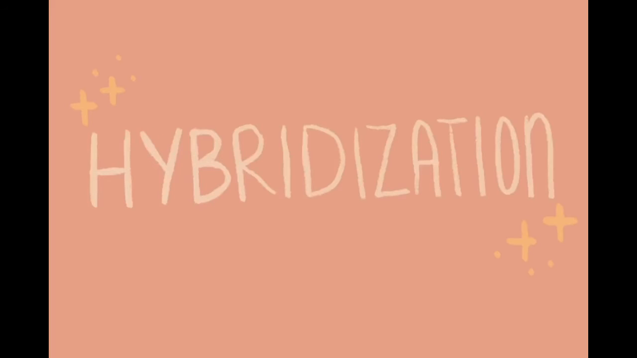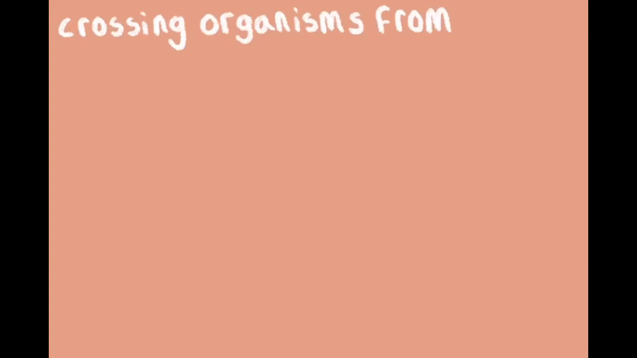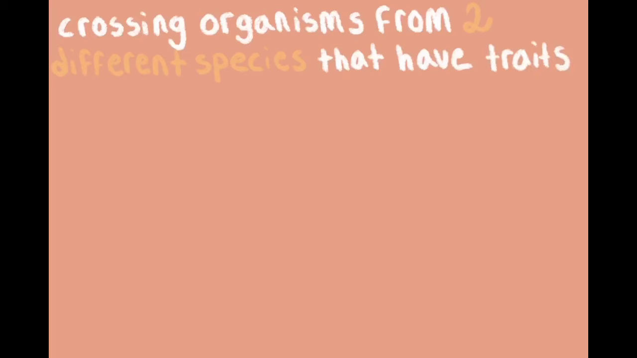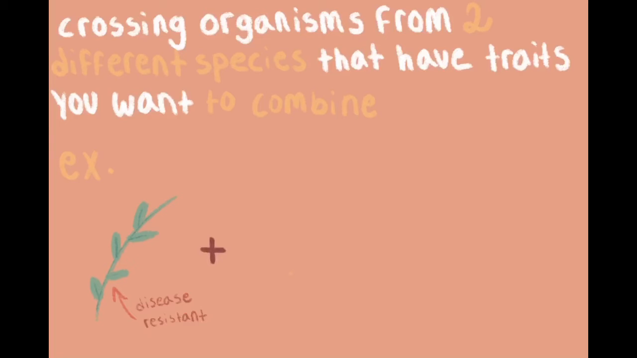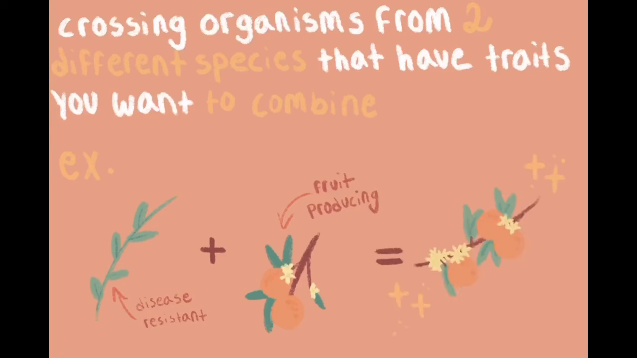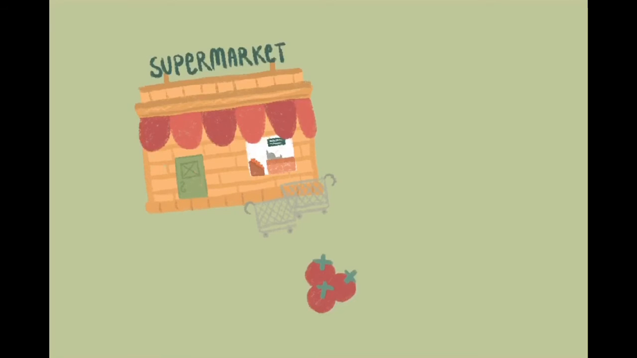The second type of selective breeding is hybridization. Hybridization is crossing organisms from two different species that have traits you want to combine. For example, a disease-resistant plant that's crossed with a fruit-producing plant will have an offspring that is both disease-resistant and fruit-producing.